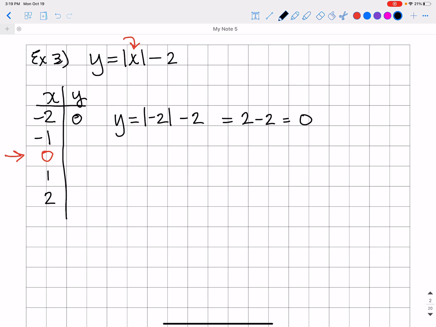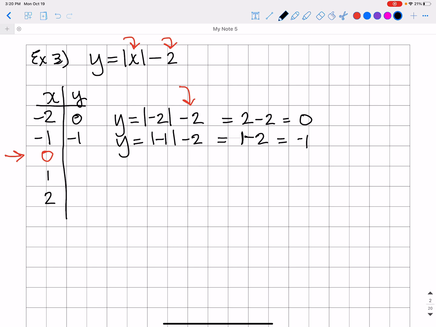So I can plug a 0 in there. Now I've got the absolute value of -1 and then -2, because remember this -2 right here is just part of the equation, so it just keeps going every time it gets put in your function here. So I plugged a -1 in for x. The absolute value of -1 is 1, and then -2, and 1 minus 2 is -1, so I can plug a -1 in here.